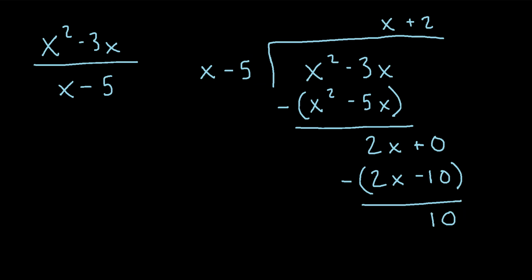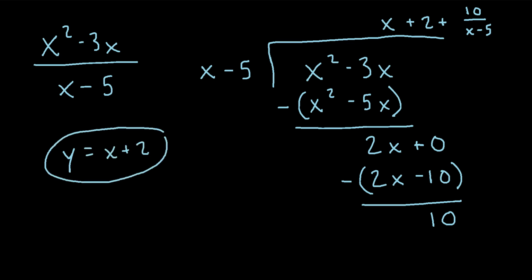So what that means is the 10 is actually the remainder. So we can write plus 10. And when we have a remainder, we just write it over the divisor. So x minus 5. So we're done with our long division, and the slant asymptote is simply going to be everything except the remainder. So right here, this x plus 2. So we can write our slant asymptote as y equals x plus 2. So that's our final answer.